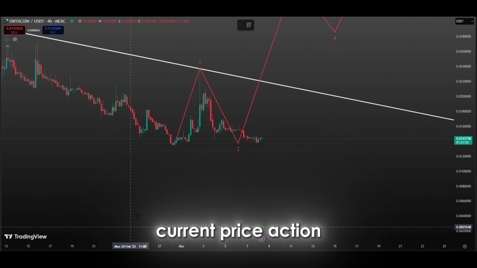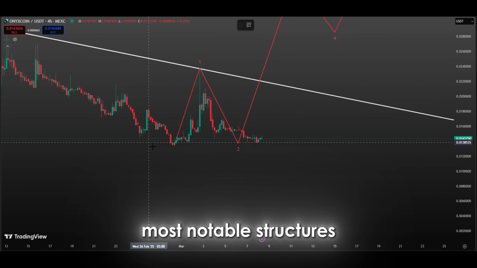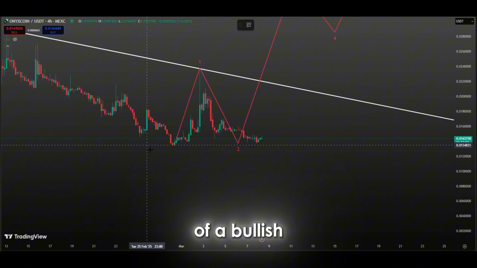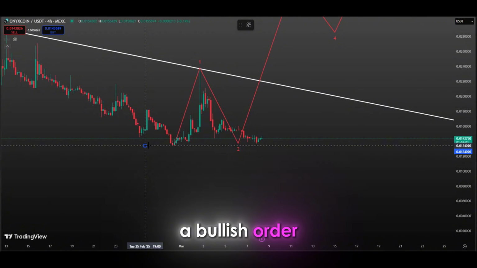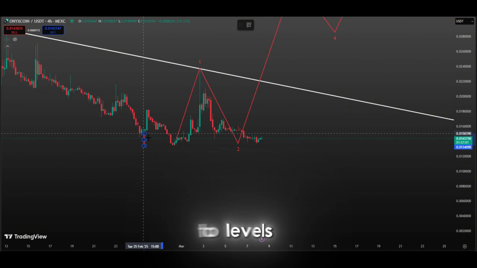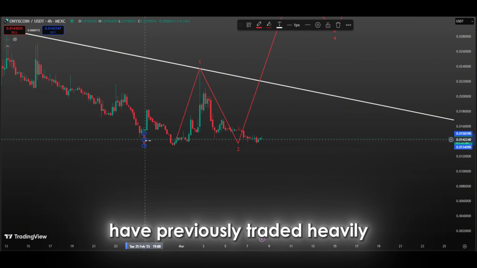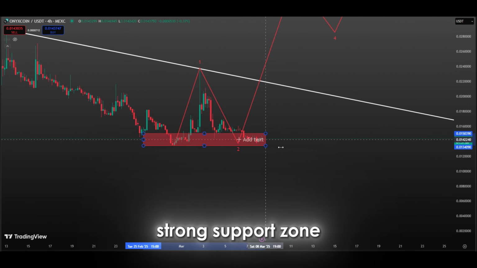Looking at the current price action, one of the most notable structures at this level is the presence of a bullish order block. A bullish order block usually refers to levels where large buyers have previously traded heavily and created a strong support zone in the market.